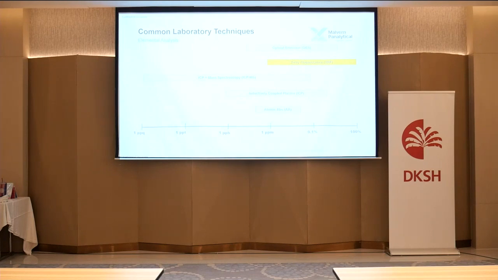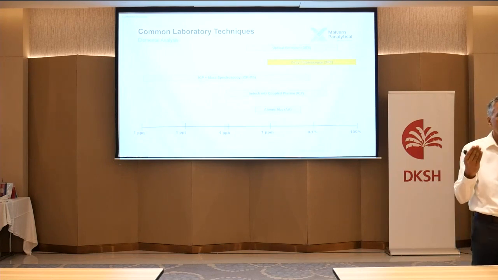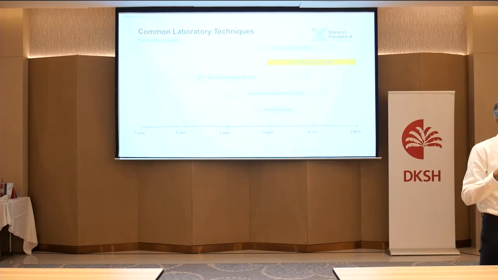The limitation of the XRF is that the light elements are slightly difficult. For example, in your lithium ion batteries, it cannot analyze lithium directly, although we can indirectly analyze it by analyzing all other elements, and then we say that whatever is remaining is lithium. So we can indirectly analyze lithium, but not directly.